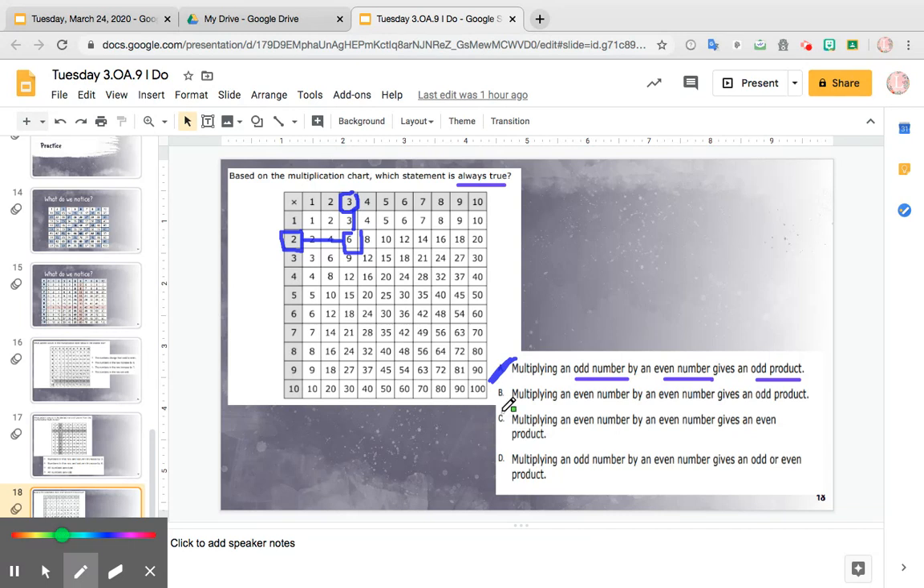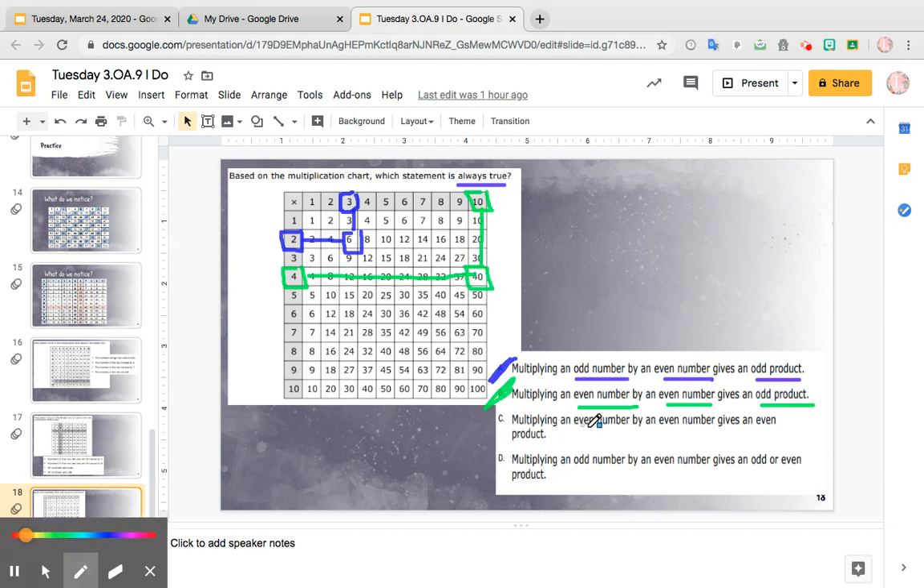Let's try B. Multiplying an even number by an even number gives me an odd product. So even times even, they're saying gives me an odd. So let's try some even. Let's do 10 and even. Let's do 4. And that gives me an answer of 40. And 40 is actually an even number. So an even times an even gave me an even answer. So B can't be right because they said it should give me an odd. And I found out that it gives an even number.